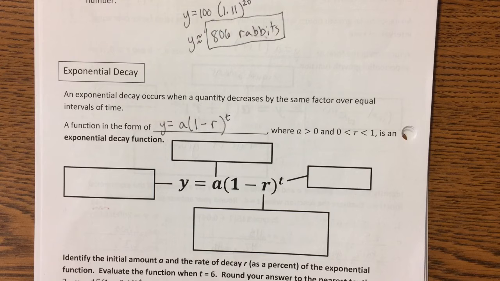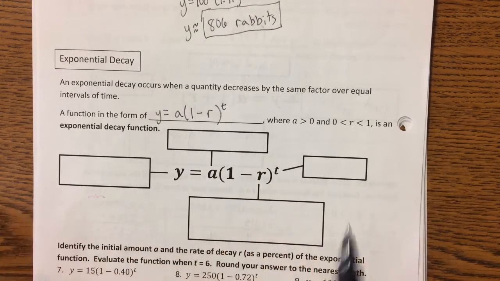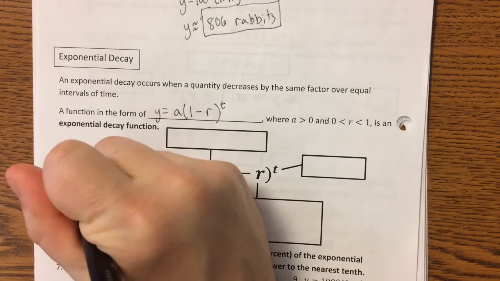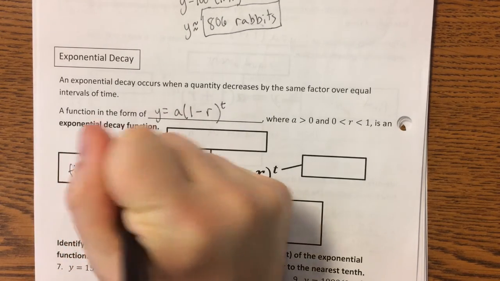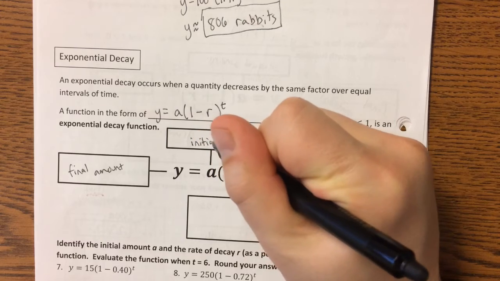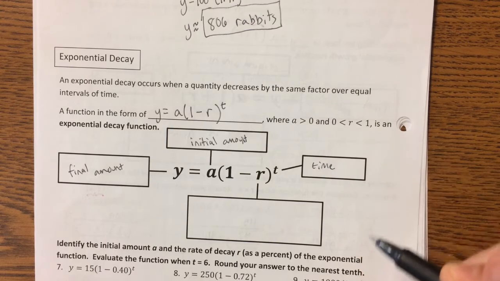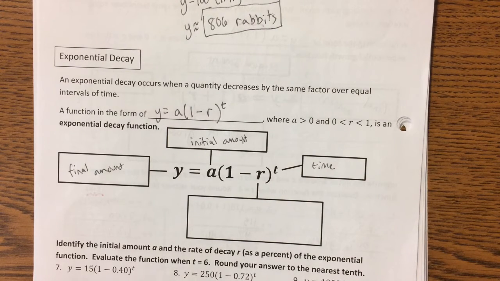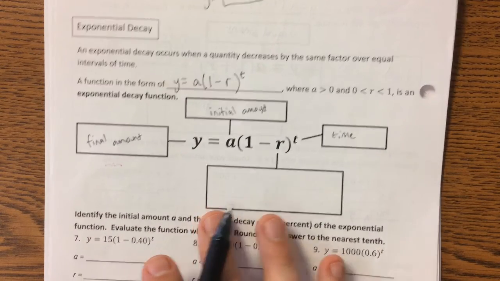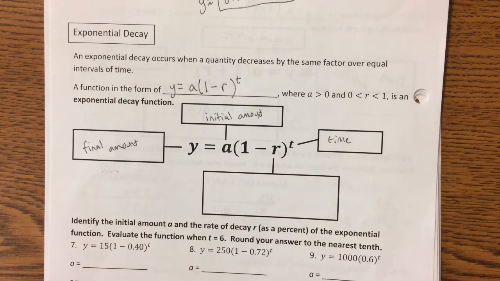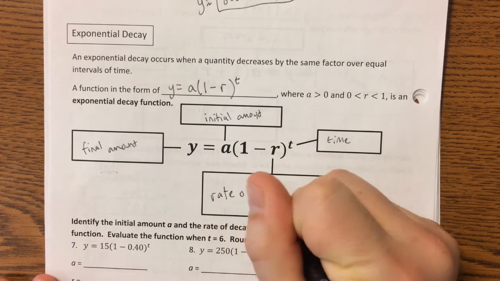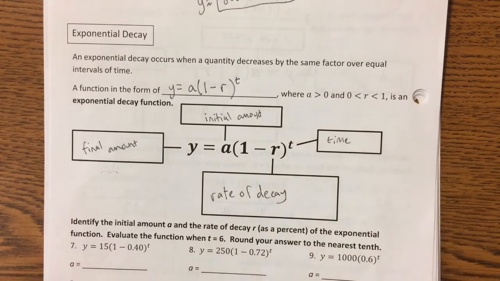Yes, sir? Sure. So all of the variables still mean the same thing. So we can just fill it out quickly here. This is still going to be the final amount. A is still going to be your initial amount. T is still going to be the time. And then the r is still the rate, but when you have exponential decay, we're not going to call it a growth rate or a rate of growth. We're going to call it a rate of decay. So it just takes on a slightly different meaning.